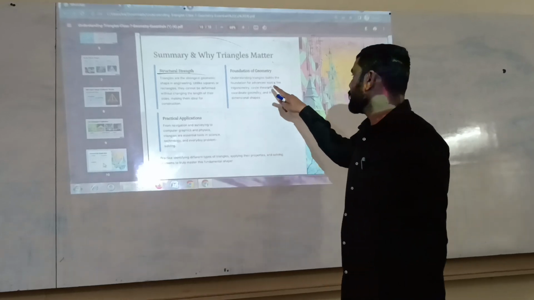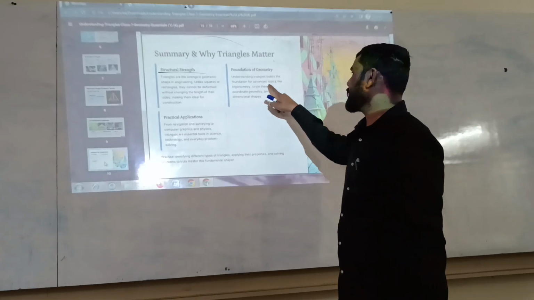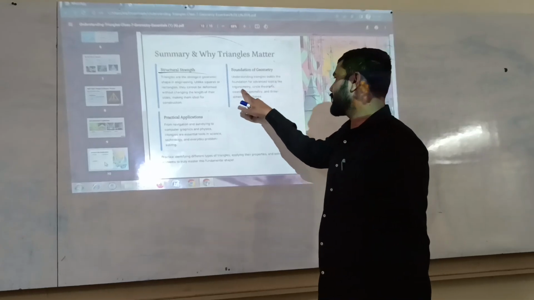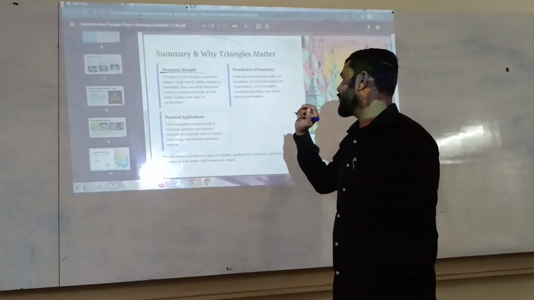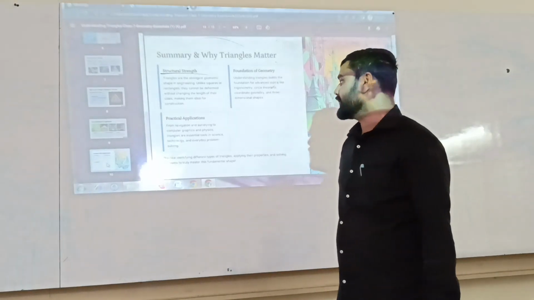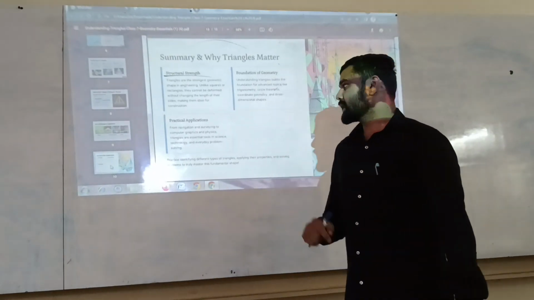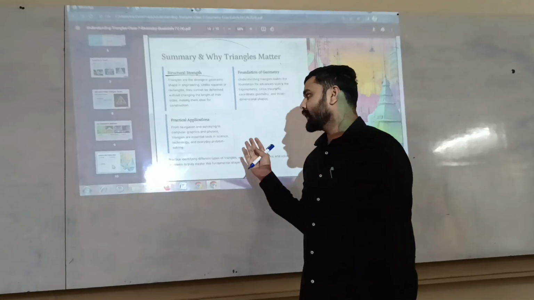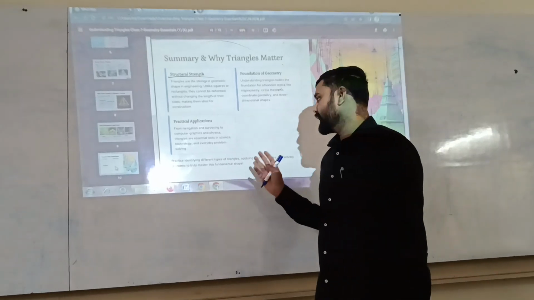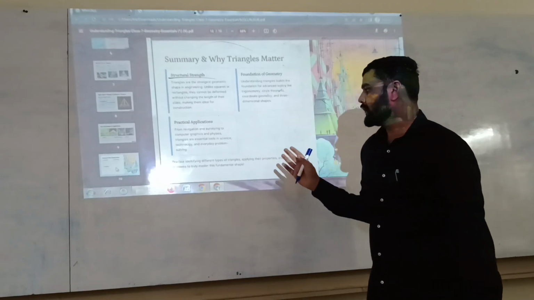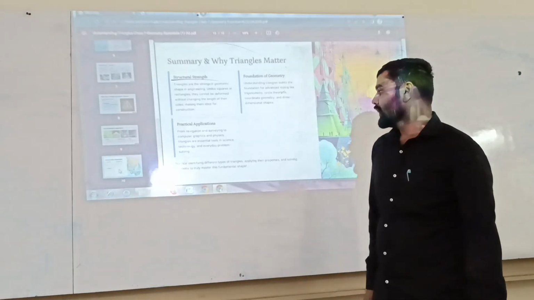Second is the foundation of geometry. Understanding triangles builds the foundation for advanced topics like trigonometry, circle theorems, coordinate geometry, and three-dimensional shapes. The last one is practical application, from navigation and surveying to computer graphics and physics. Triangles are essential tools in science, technology, and everyday problem solving.